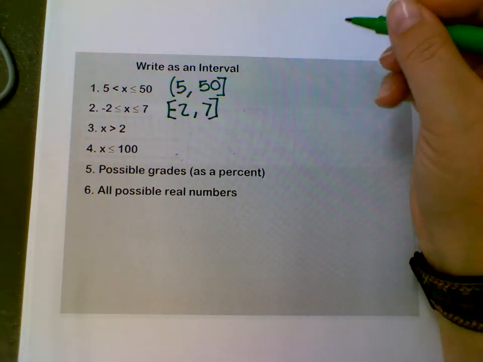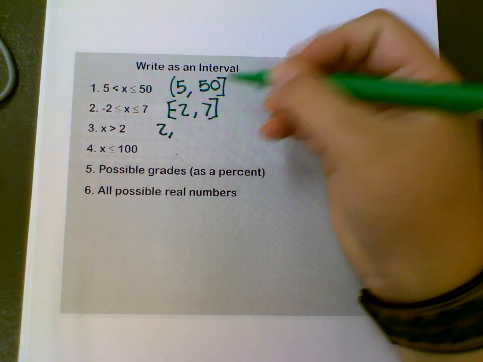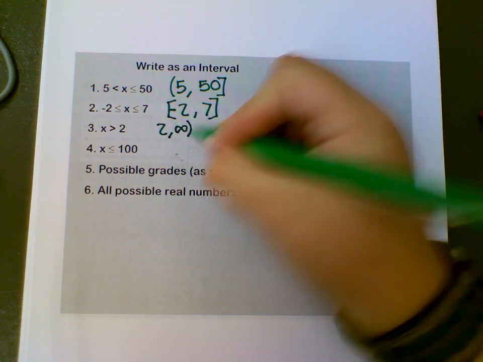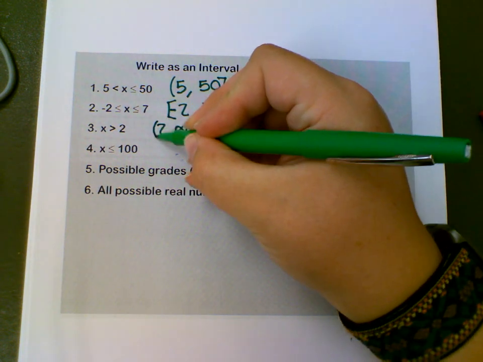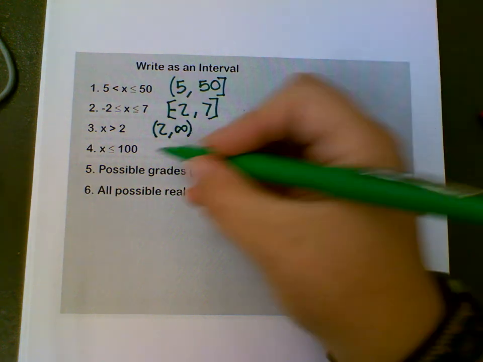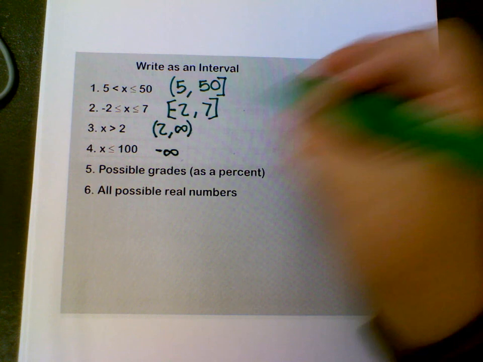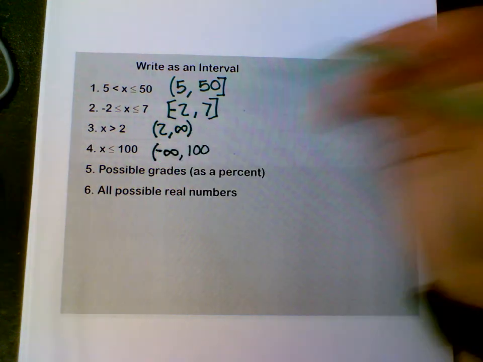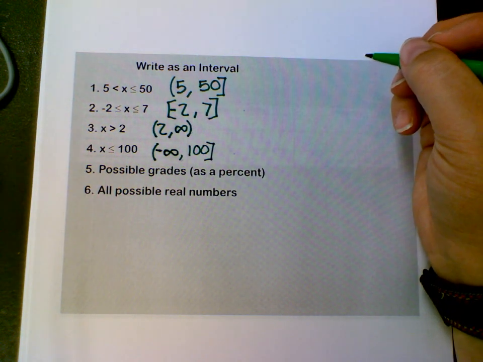X is greater than 2, so that means 2 and up. So 2 comma, well the biggest possible number out there is infinity. Infinity always gets a parenthesis, always, always, always. And since the 2 is not included, it also gets a parenthesis. X is less than or equal to 100. Well, that means smaller than x. So the smallest possible number is negative infinity. The biggest it can be is 100. Negative infinity always gets a parenthesis. 100 is included, so it gets a bracket.